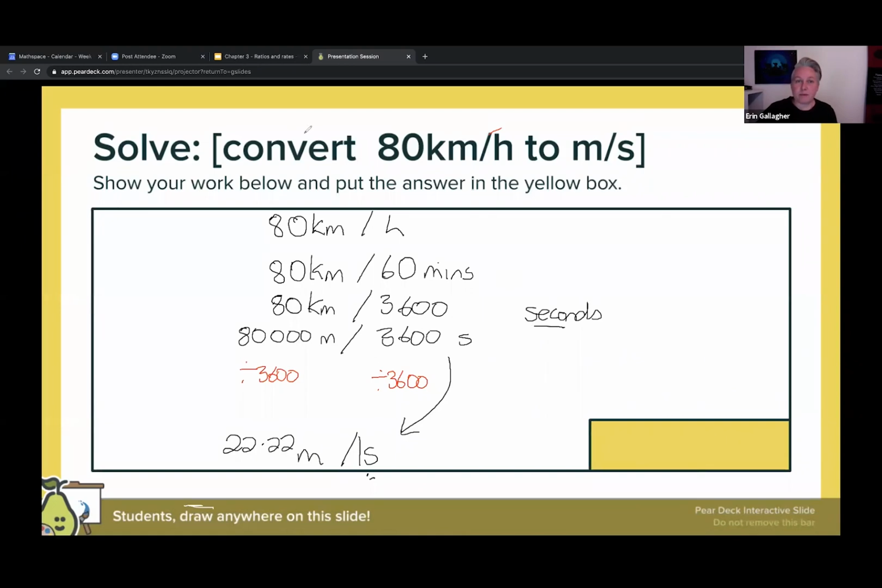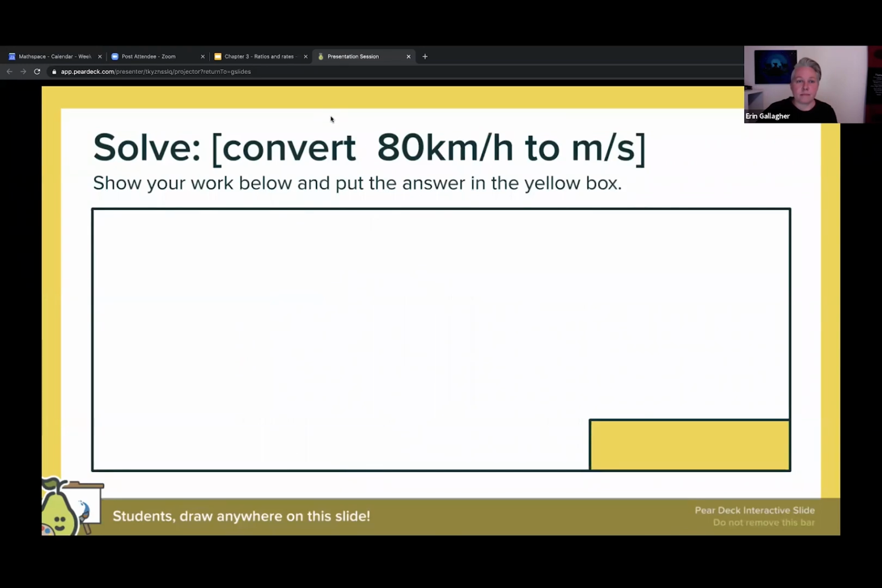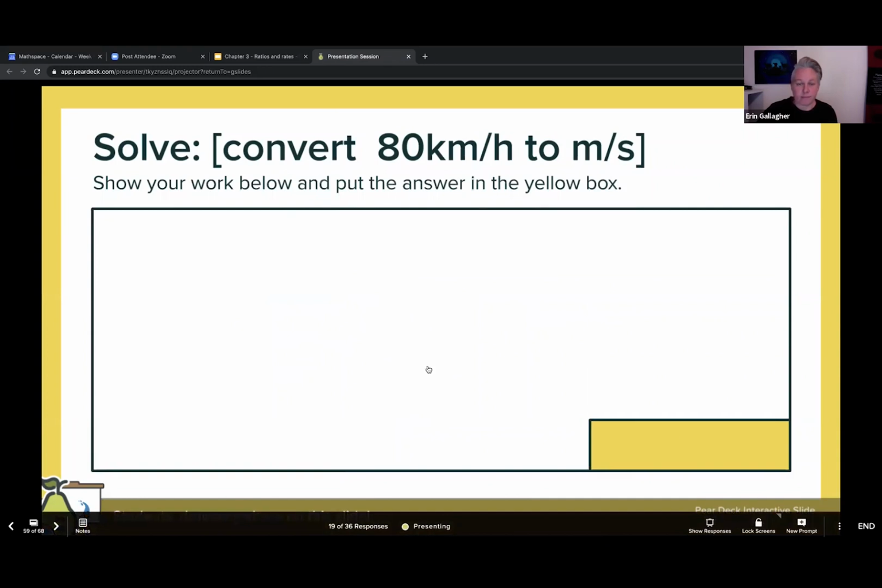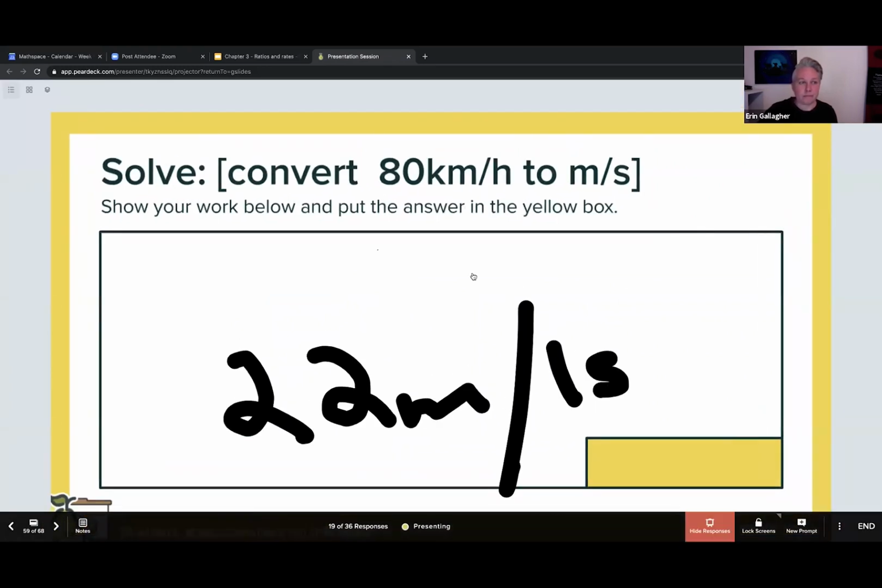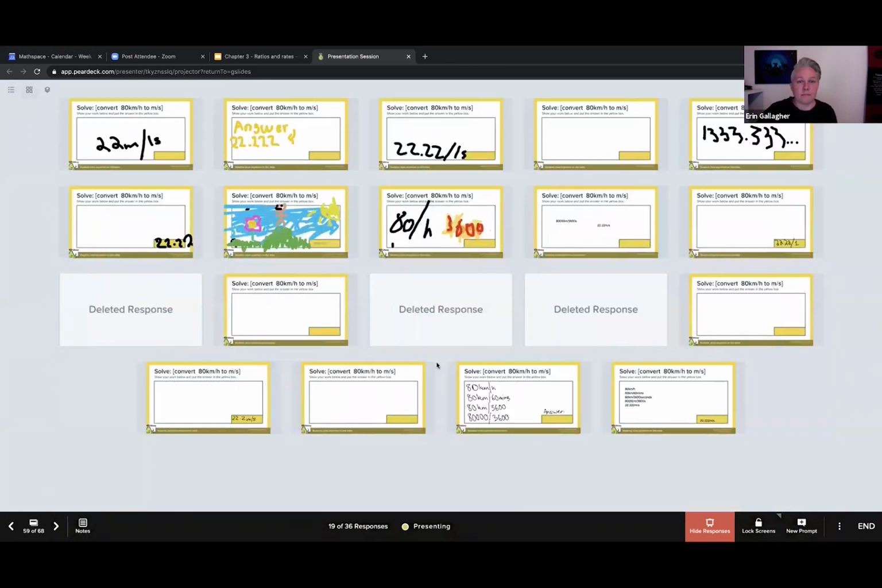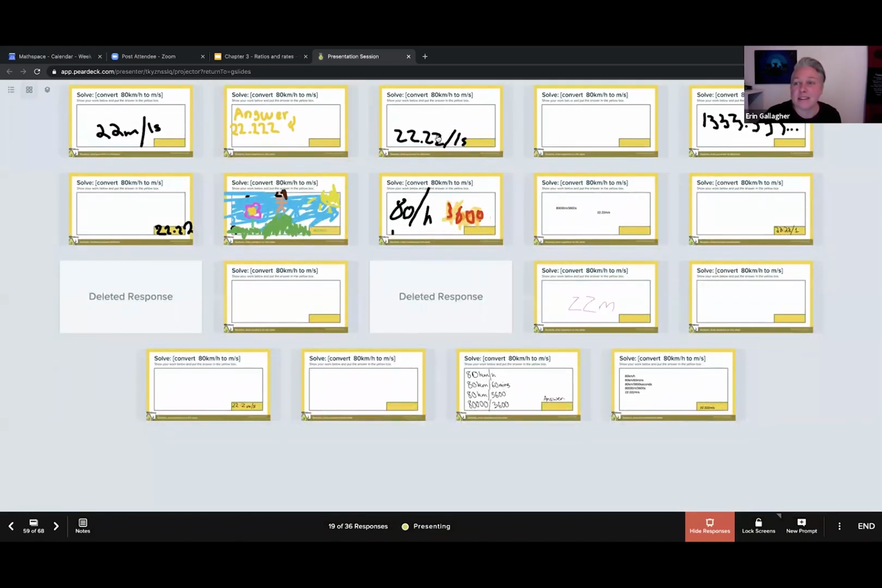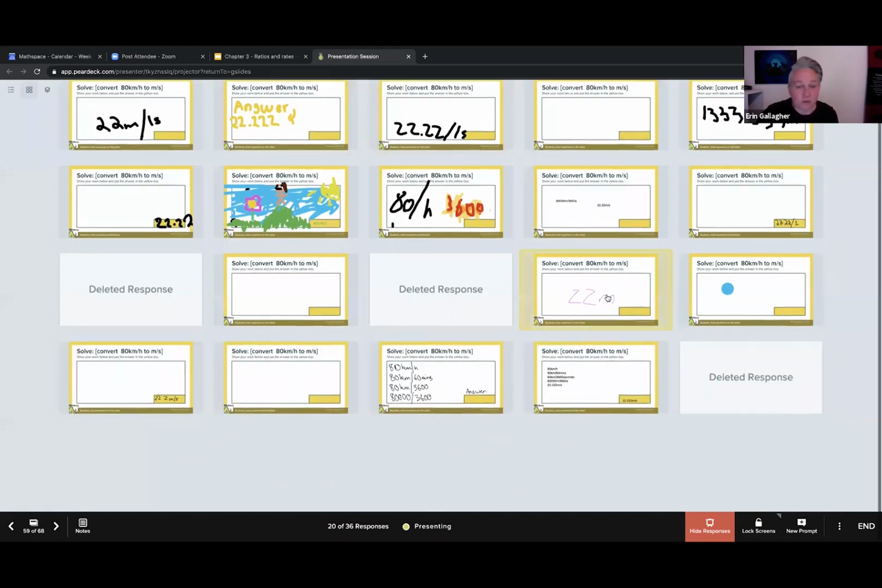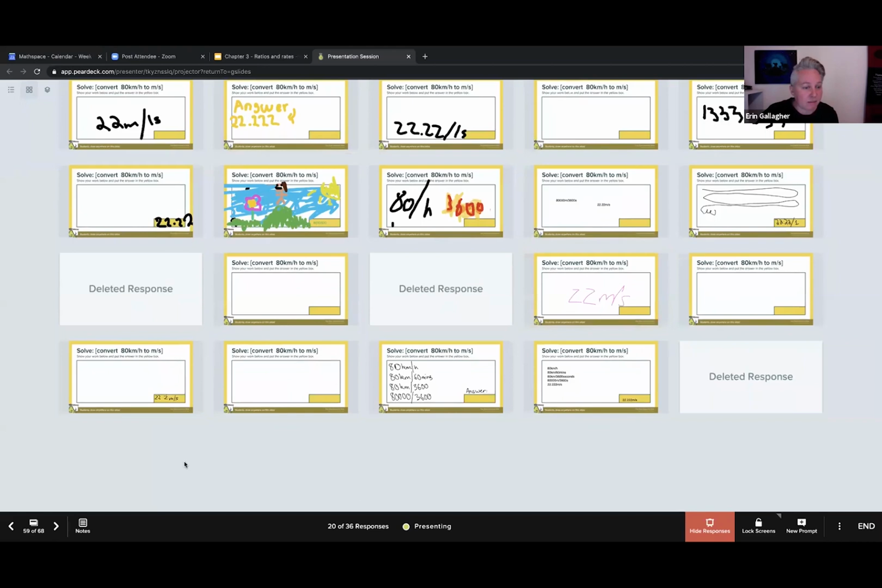Okay, let's see how people went. Someone's taken some artistic license. Some people still working, that's fine. There's a couple of great answers. I can see some people have hit it. 22.22s there, and there, and there. That's fantastic. 22's close enough. Meters per second, there's another 22.22. Well done. Well done, everyone.